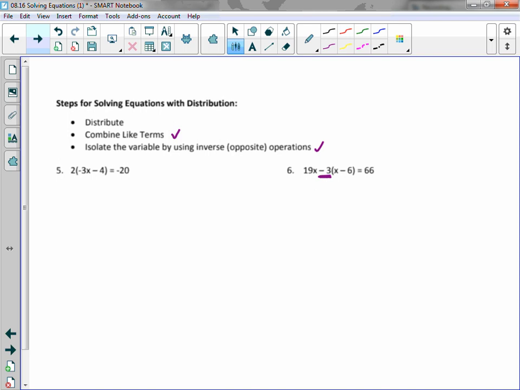What do people distribute on accident? 3. Make sure you take that sign in front of it, because if I took 3 and then I put a subtraction sign there, I'd end up with negative 18 when negative 3 times negative 6 should give me what? Positive 18. Good.